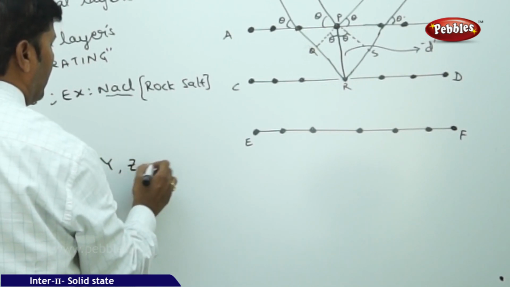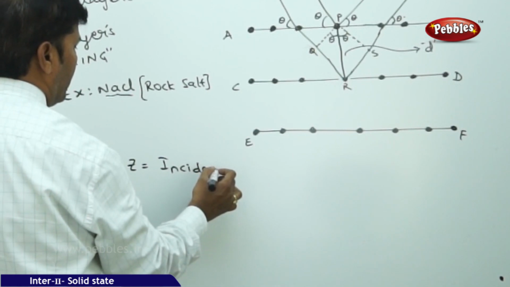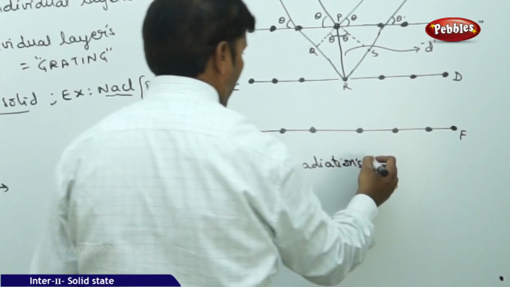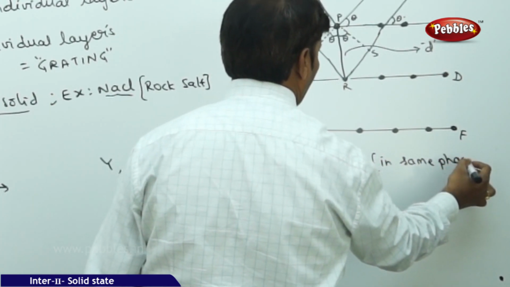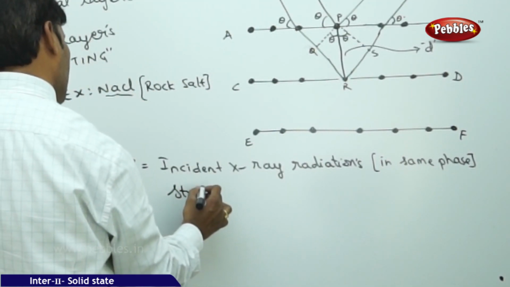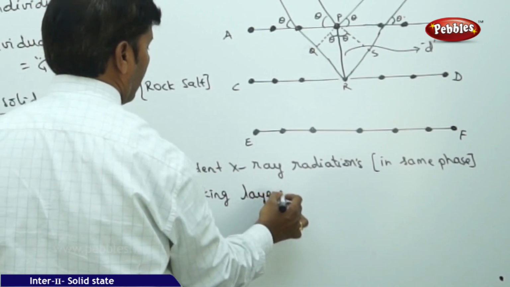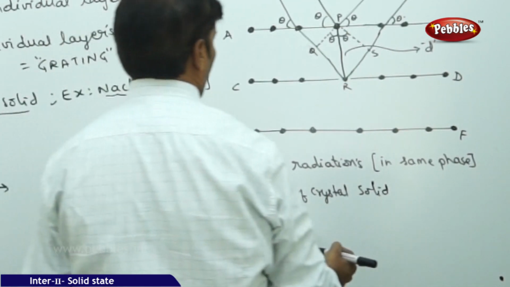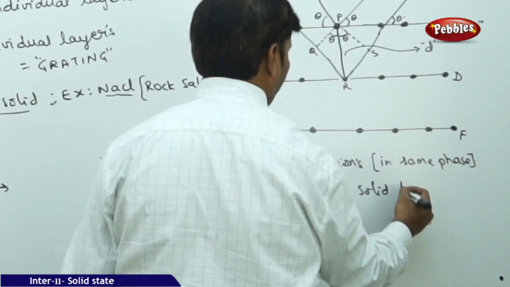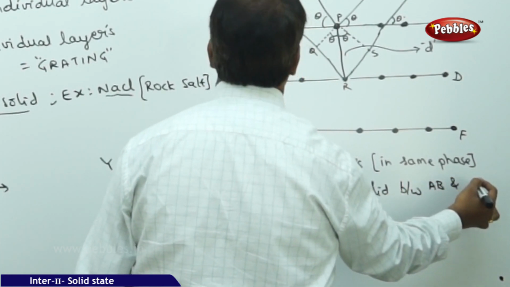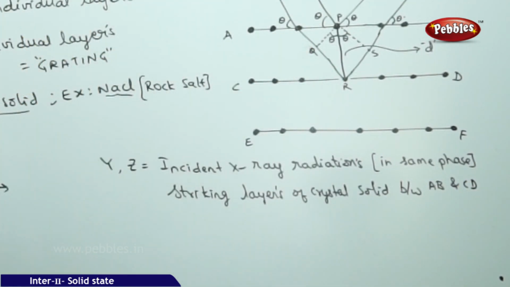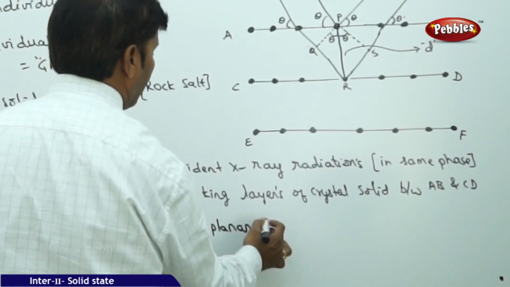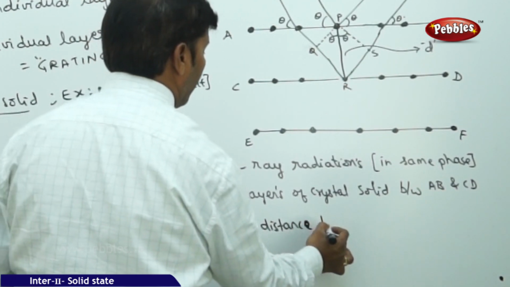Y and Z are the incident X-ray radiations in the same phase, striking the layers of the crystalline solid between AB and CD. Here PR is the interplanar distance, the interplanar distance between two layers.